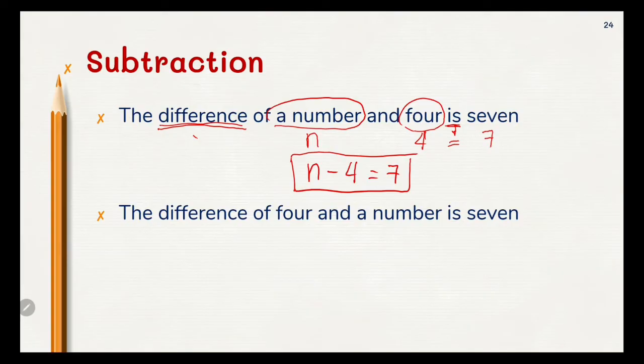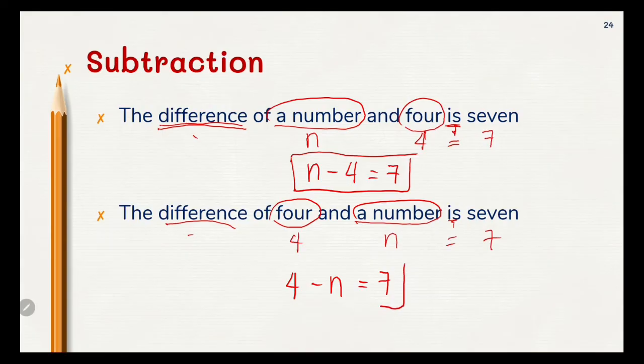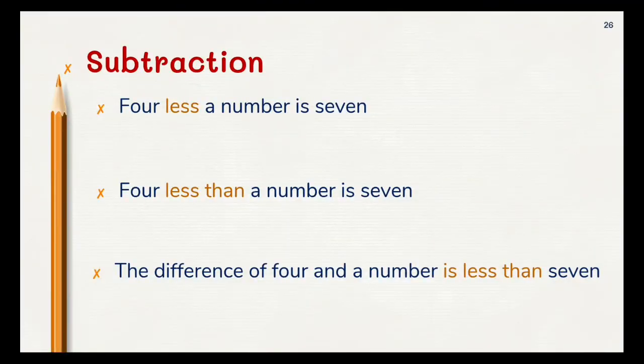Okay. But, if it's like this, the difference, minus, 4 was mentioned first. And a number. And then you have the is, which is the equal 7. So, in this case, you have to write it as 4 minus n equals 7. Okay? So, you have to be careful with the arrangement.